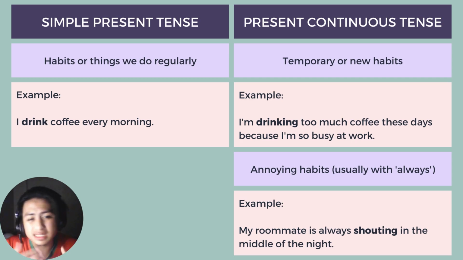And then the next one is annoying habits, and we usually use it with always. For example, my roommate is always shouting in the middle of the night. So shouting is the present participle, right? So is is the auxiliary verb, but always comes after the auxiliary verb. Okay, so the always indicates that the annoying action always occurs.